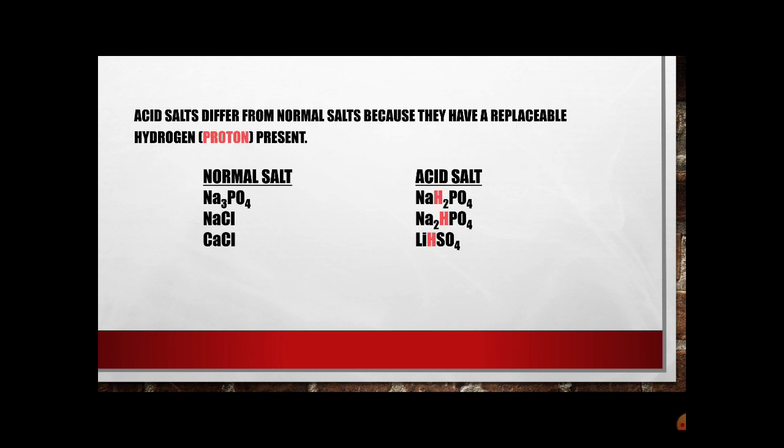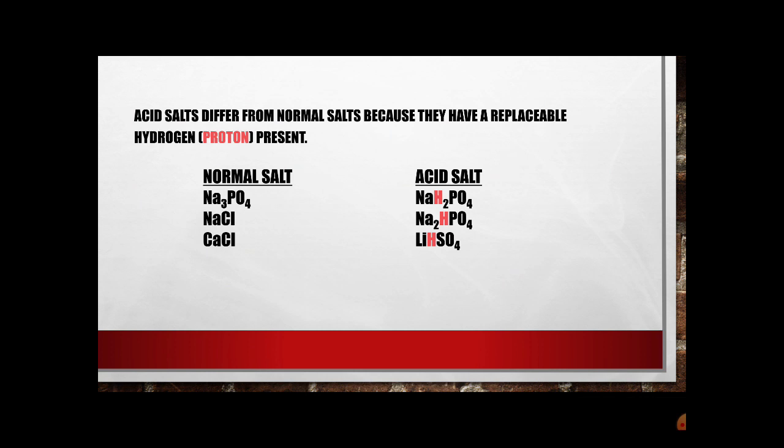We can always tell which salts are normal and which are acidic by looking at their formula. Remember, an acid is a proton donor, so any salt which still has protons is an acid salt. Normal salts do not have protons.